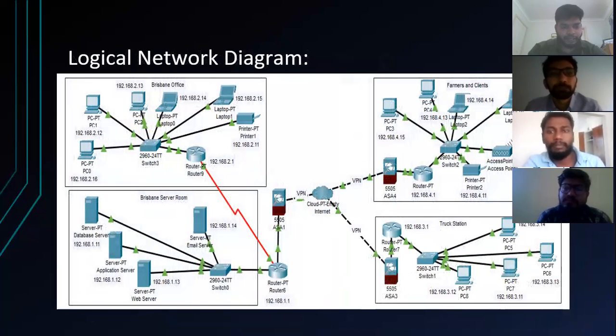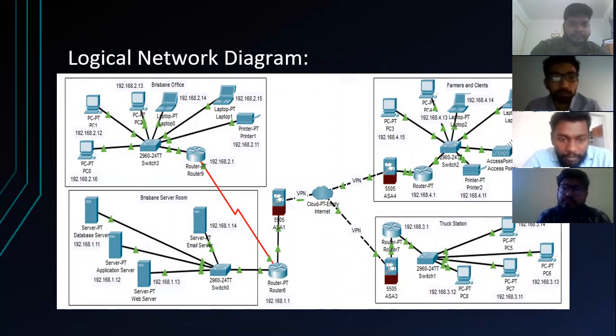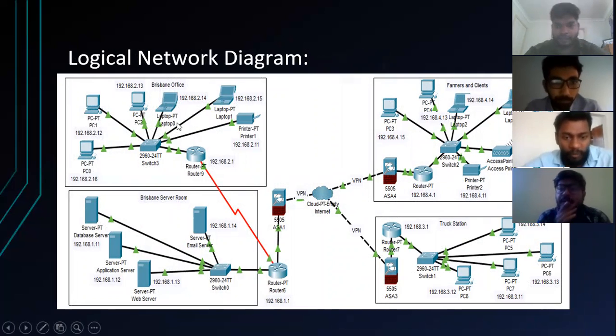And here is the logic diagram. 4 servers are placed in the Brisbane server room, and this is the Brisbane office where the 6 devices are connected, and farmers can use any device they want through the wireless to access it. And the truck station has 4 devices connected. All these are maintained by the Brisbane server room. This is used by VPN, virtual private network.